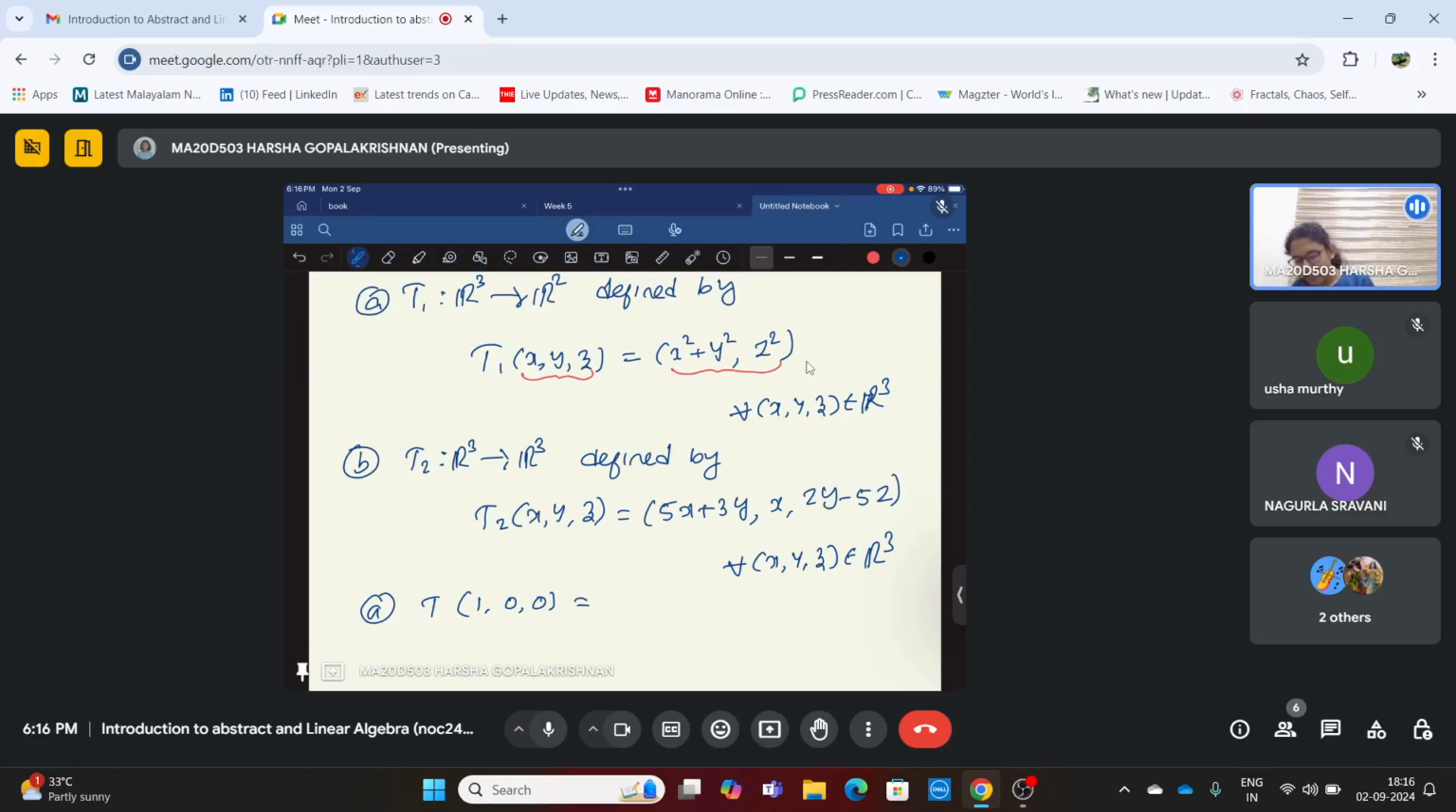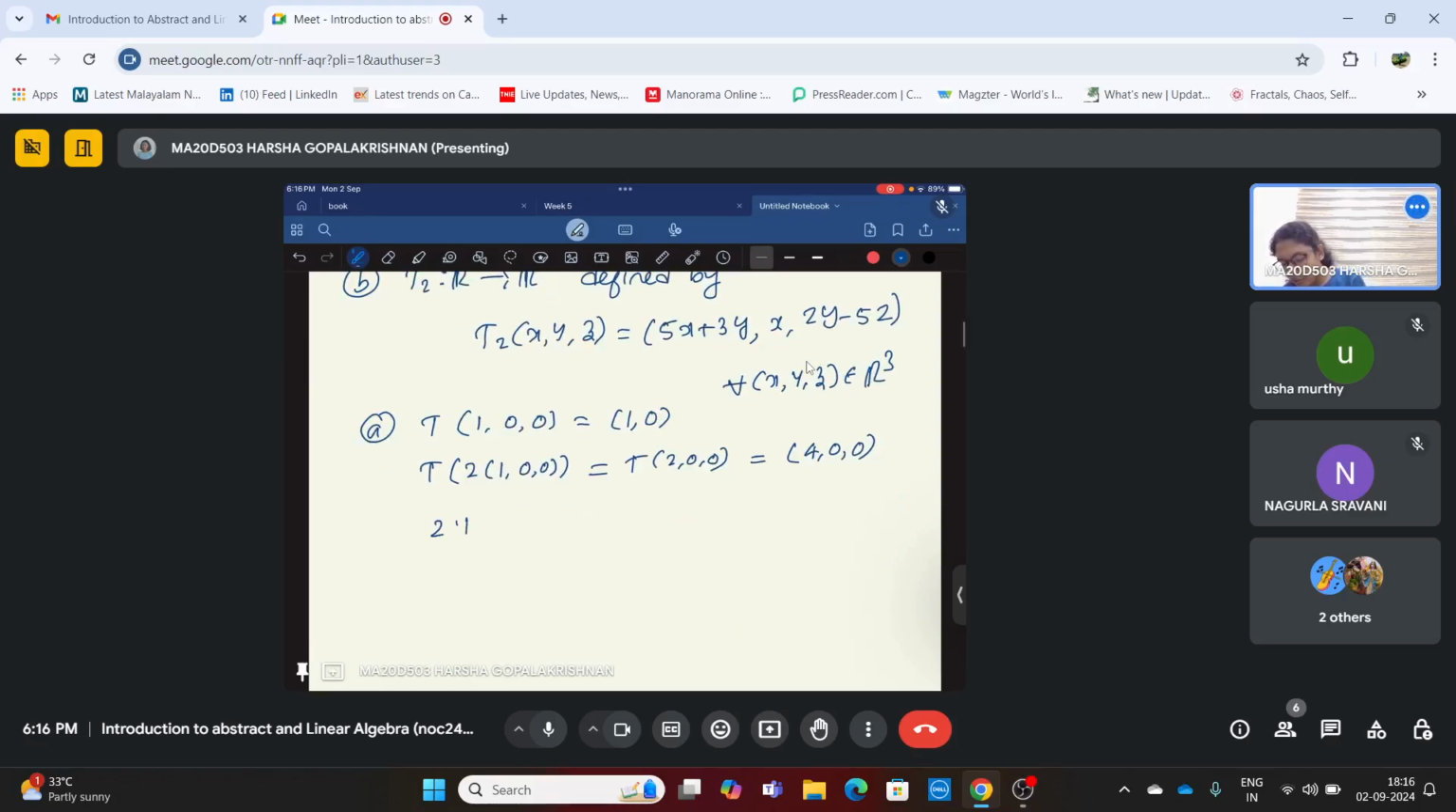Okay, so what is T of 1, 0, 0? X is 1, y and z are 0. Okay, so this is the value. Now again, we will consider T of 2 times (1, 0, 0). What is this? T of (2, 0, 0). Correct? So if we are doing T of (2, 0, 0), what is this? X square plus y square comma z square, that is (4, 0).